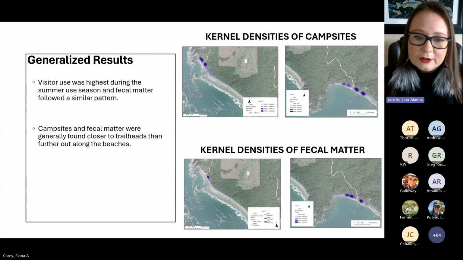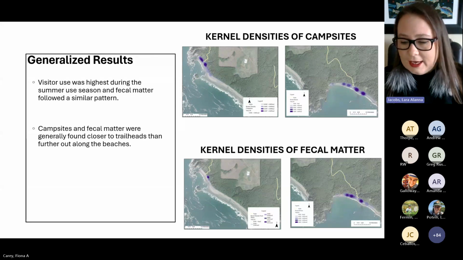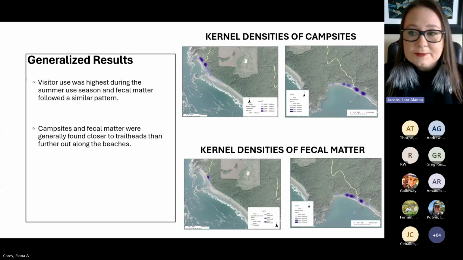For fecal matter, there was a pretty big high density area near Second Beach Trail, and it was actually located a little bit inward in the forest. And on Third Beach, you can see a similar pattern to the campsites with our densities.